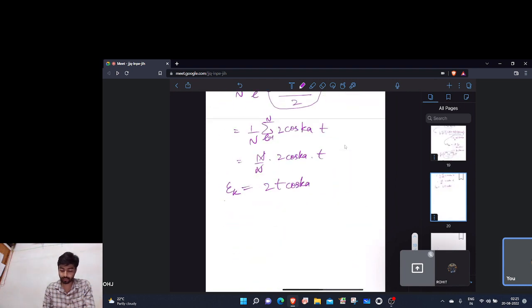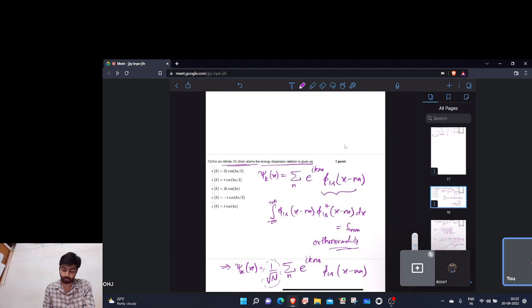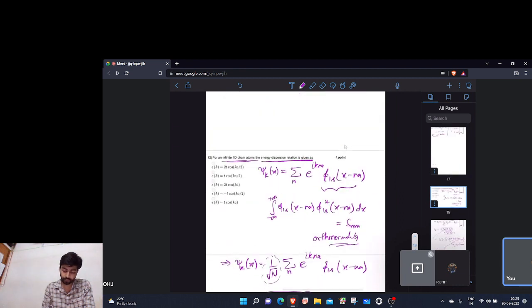Therefore E k is 2t cos ka, and therefore this energy dispersion relation will become E k as 2t cos ka, and our answer will be 3.